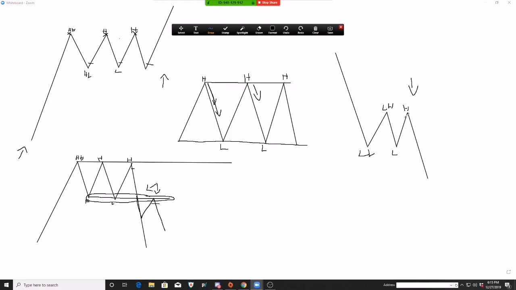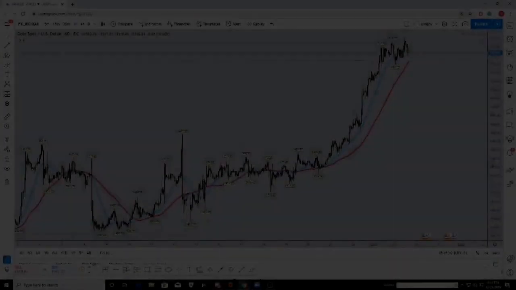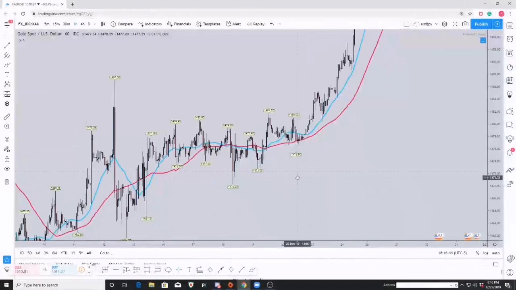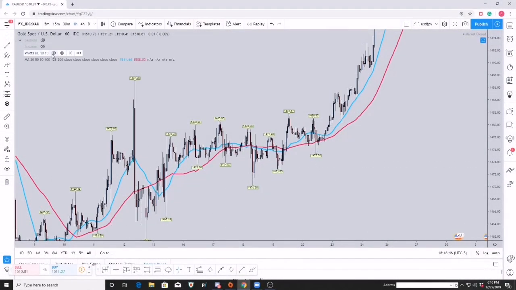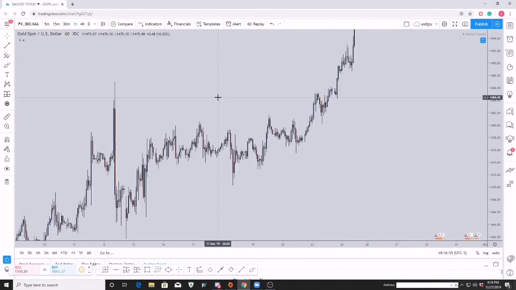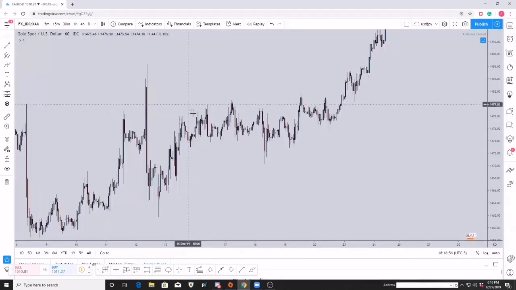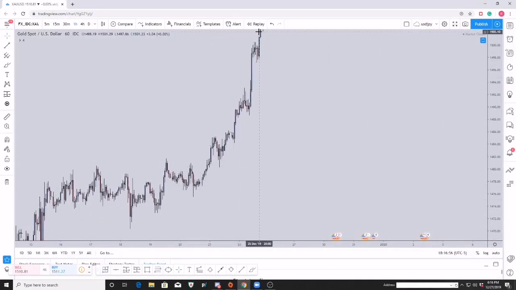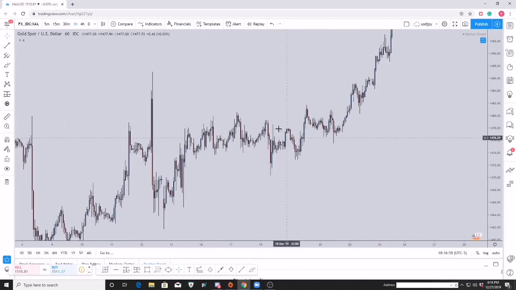So now that we've gone over some examples, I'm going to go into the actual chart and identify a ranging market. Here we are on the chart, currently looking at gold. I'm going to turn off all of my indicators just so we can look at price action itself. The first thing you want to do is identify if price is moving sideways. This is a trending condition. This is a ranging condition.